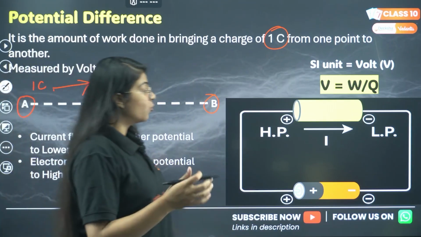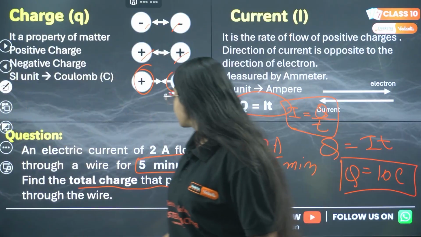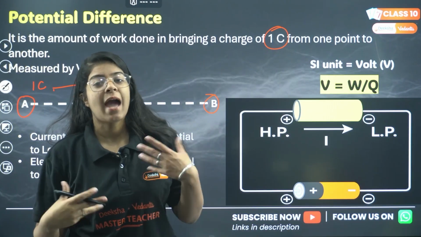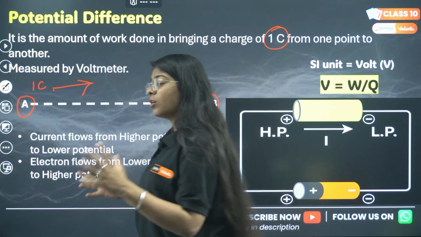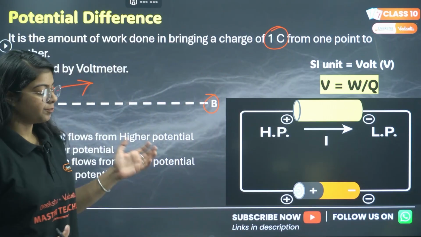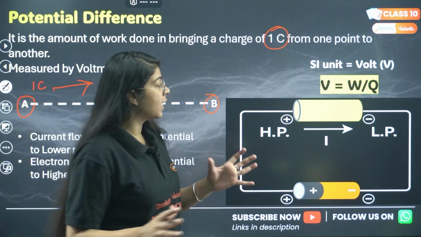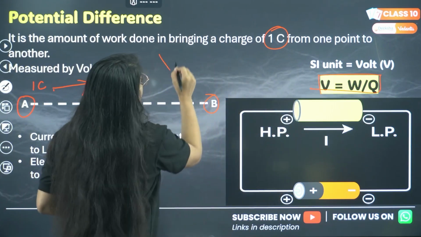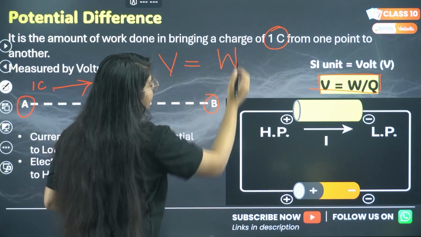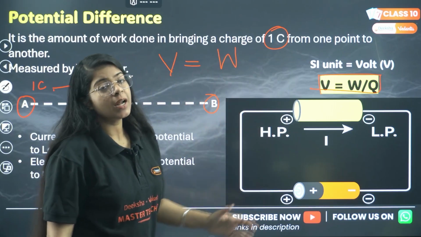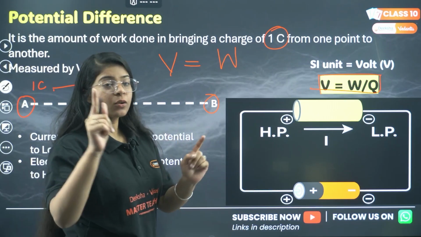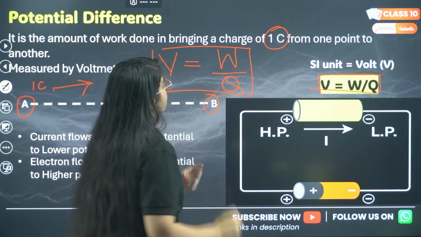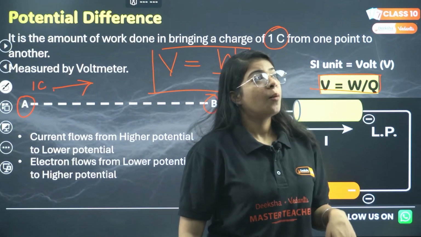It is measured by voltmeter. Also, current is measured by ammeter. I have not written that here. Current is measured by ammeter and potential difference is always measured by our voltmeter. Now there is one very important thing that we need to see. Also, this formula: potential difference is the work done in bringing a charge from one position to another. But here we are using 1 coulomb, so to get 1 coulomb, we divide by the charge. So this is the formula for our potential difference.